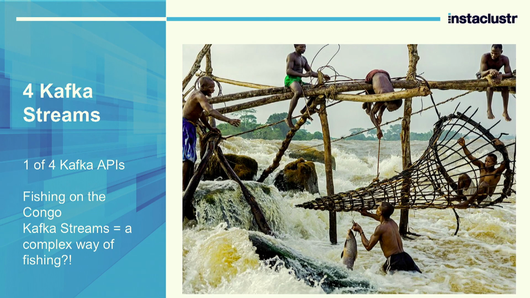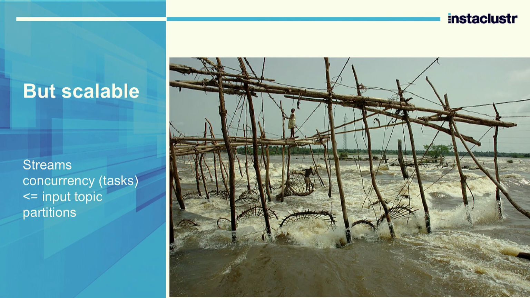Now, a slightly different aspect of Kafka. That was really about the Kafka consumers and topics. There's another API in Kafka called the Streams API. This is really powerful and quite a clever part of the Kafka technology stack. There's another API as well which enables you to connect Kafka to other things, but I'm not going to talk about that today. It turns out the Congo River has this crazy way of fishing. They just stick the nets in the rapids and wait for the fish to come along. In a sense, Kafka Streams is a bit like that, maybe.